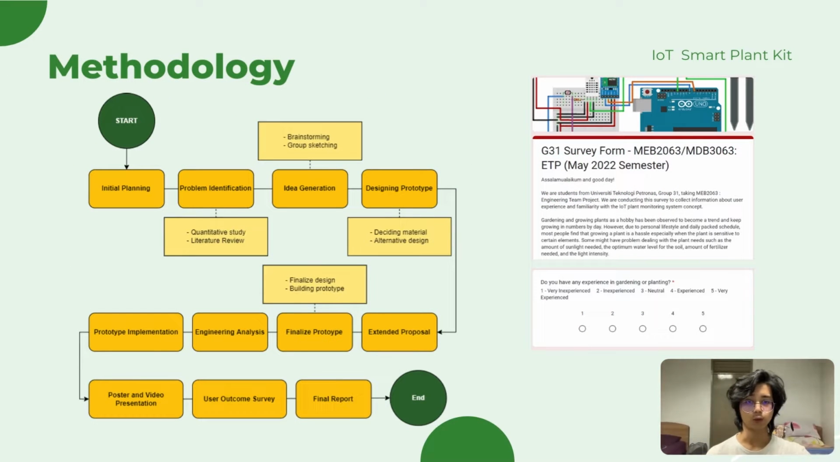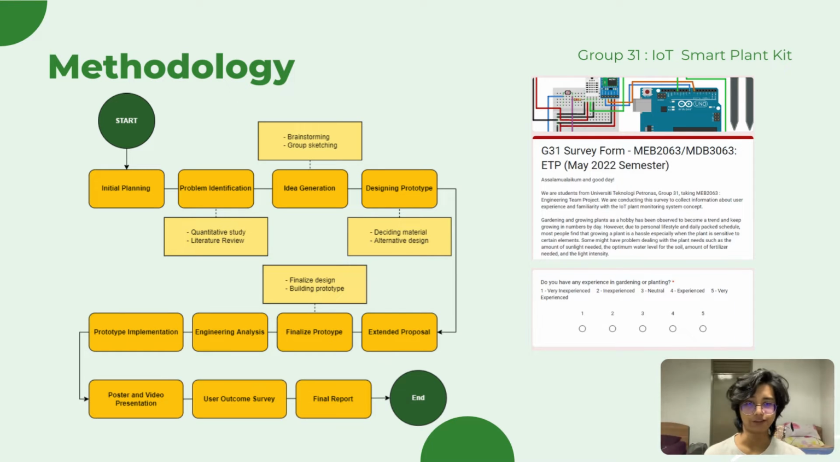For the methodology of prototype assembly, the overall process can be seen in the flow diagram shown. The project starts with an initial planning to plan the whole journey of the project ahead, which is then followed by problem identification, idea generation, designing prototype, finalizing prototype, engineering analysis, prototype implementation, users outcome survey, and ends with the final report. In the problem identification, we implemented two design thinking tools to obtain the user's insight in order to further understand the problem and start generating ideas.